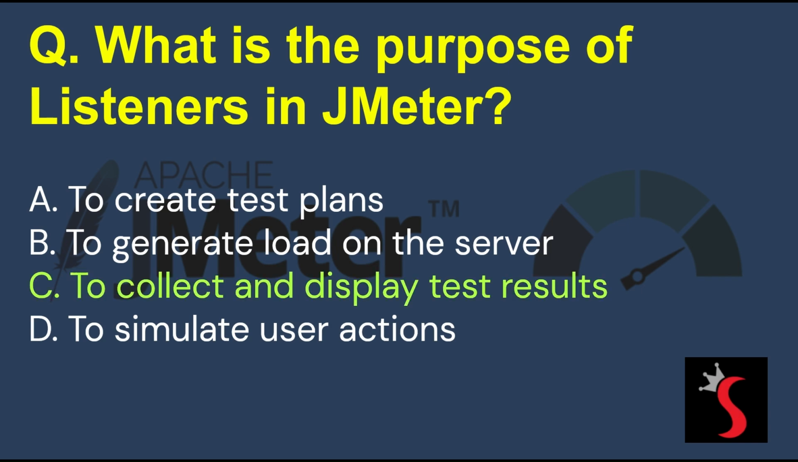And the correct answer is option C, to collect and display test results. In Apache JMeter, listeners display the results of samples and help performance engineers analyze and report on test results. Display results, analyze data, save results, customize, monitor requests, evaluate responses. Listeners can help performance engineers evaluate the responses received from the system under test.